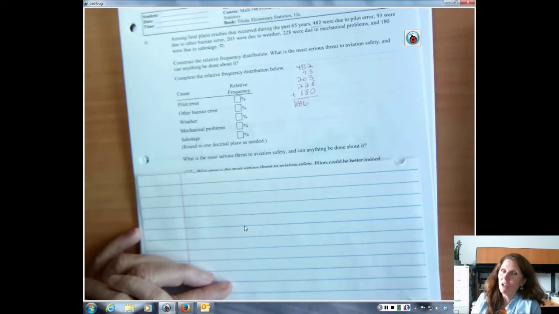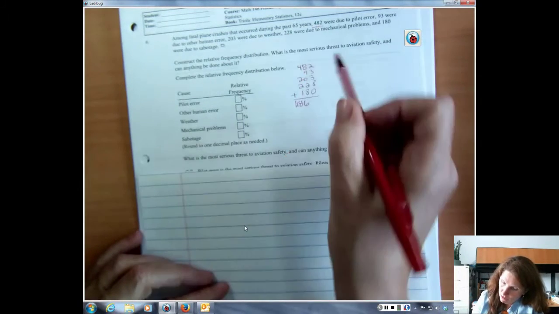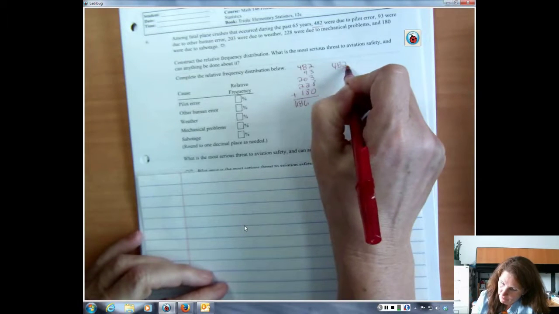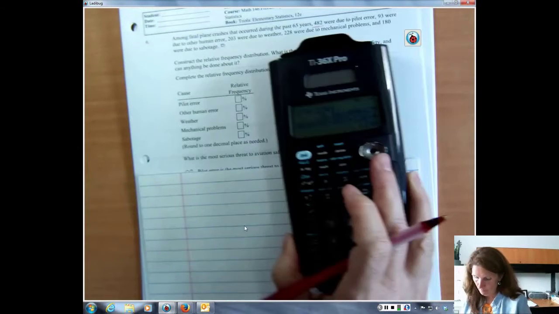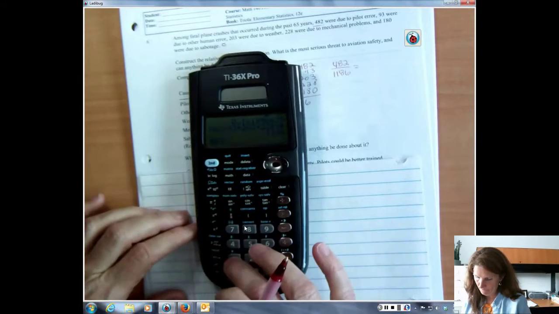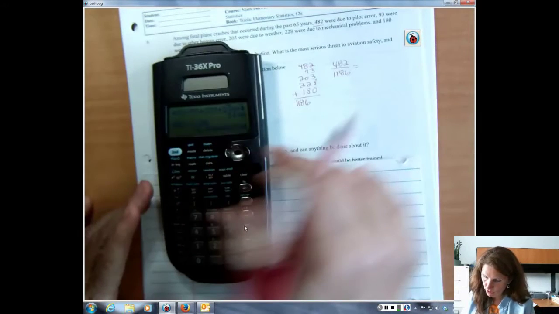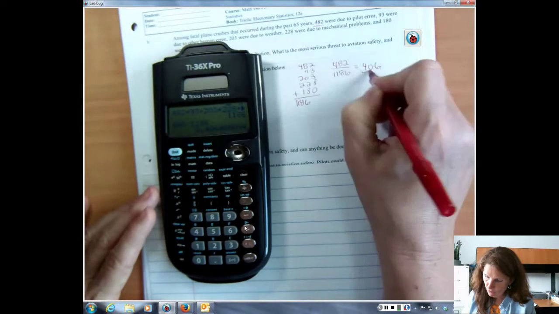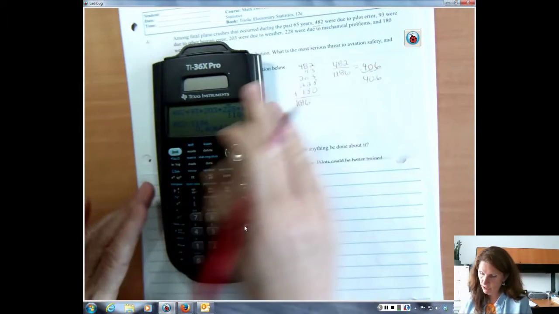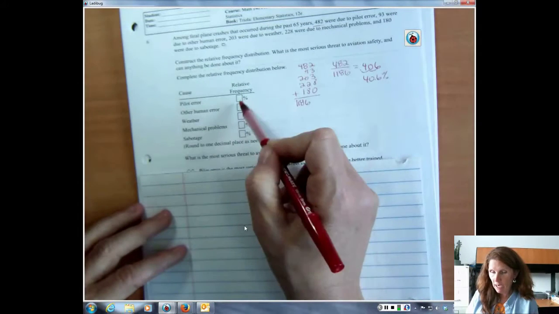That was poorly written, sorry. And then we're going to go through and find each one of these. Pilot error was 482 out of 1186. And then we're going to get that answer. And they want us to round to 1 decimal place, so we're going to go out to 0.406, and we move that over, we get 40.6%. That's pilot error. And you're going to do that for all 5 categories.